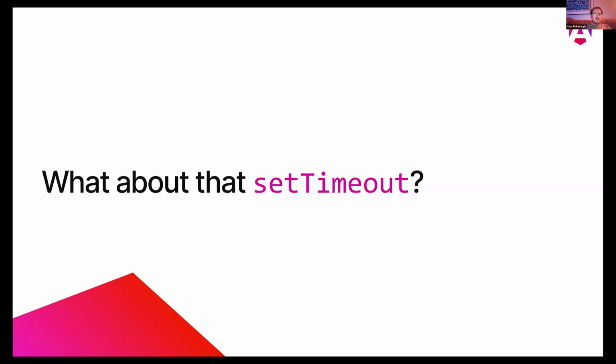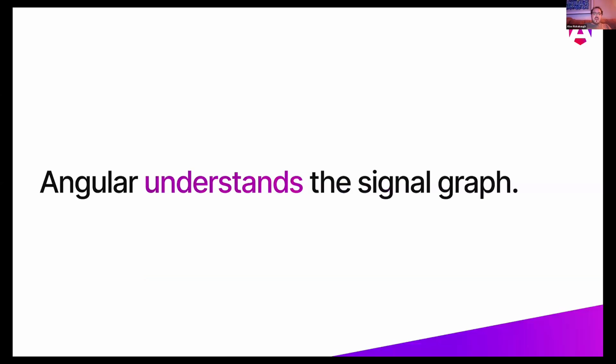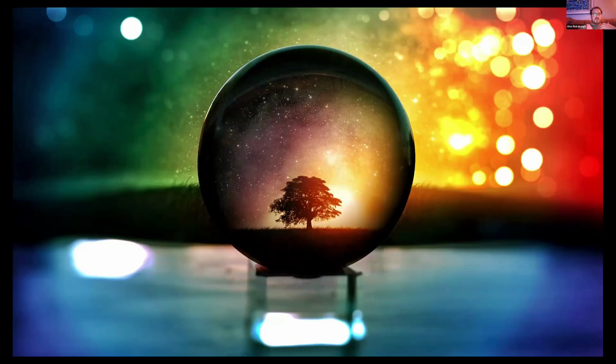So that setTimeout can actually go away now. Angular understands the signal graph. It understands that even though we've already checked that valid expression, it became dirty afterwards, and it needs to go back and revisit that a second time. So everything we've described here is part of the v17 and the 17.1 story.